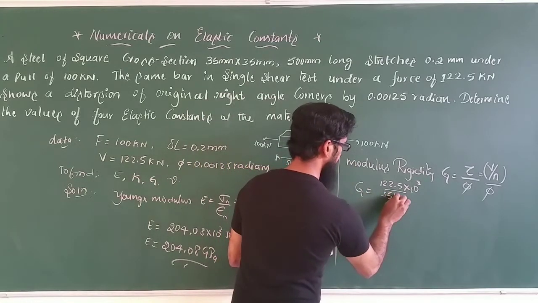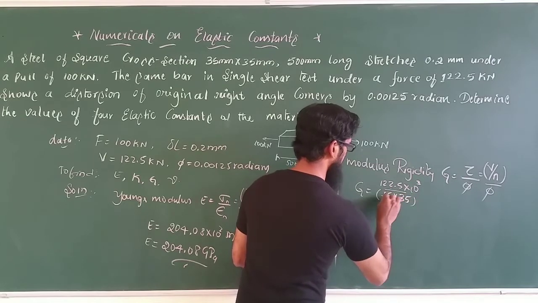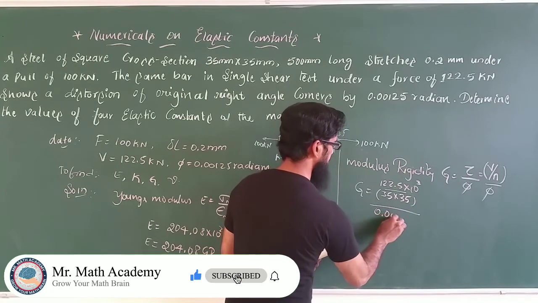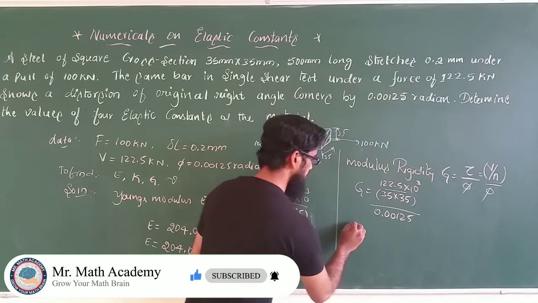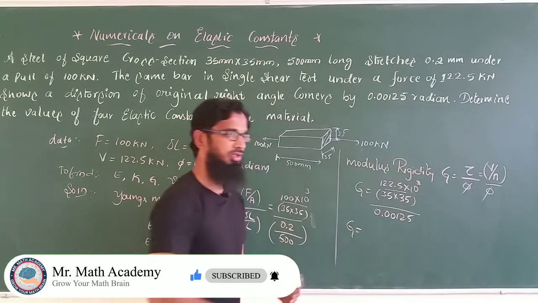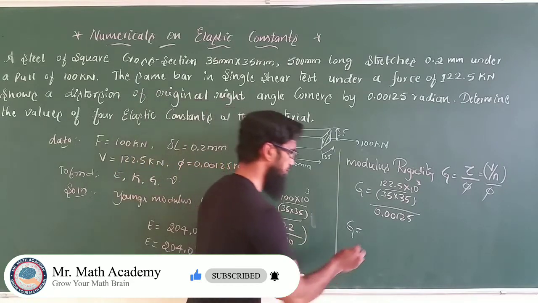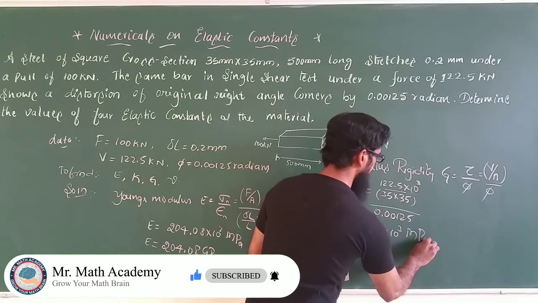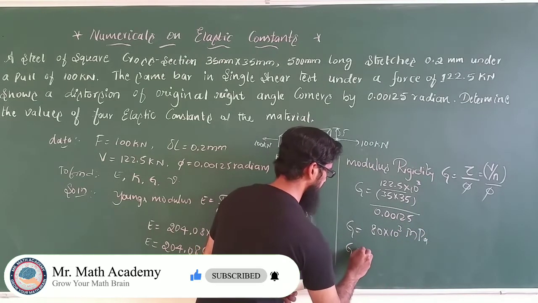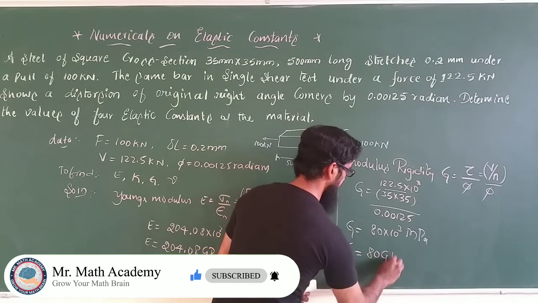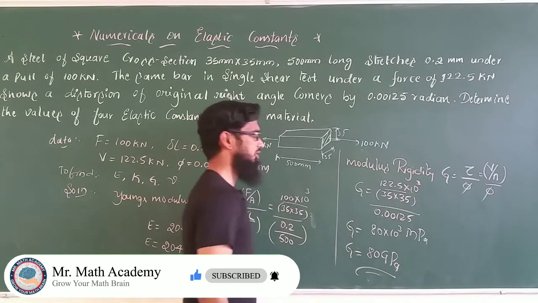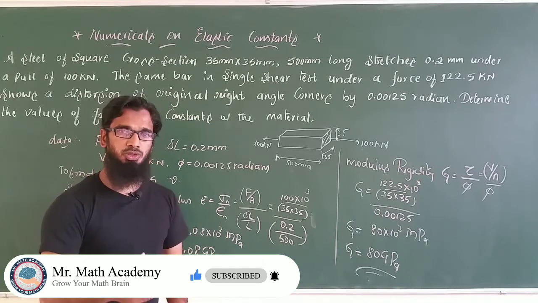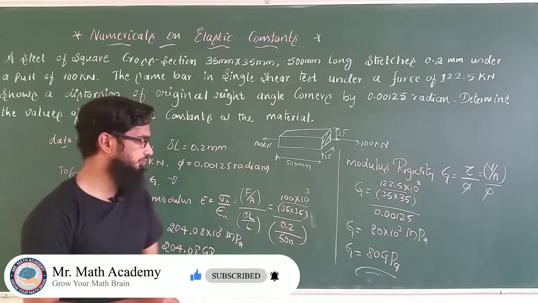So I'll take 35 into 35, divided by phi, which is the shear strain, 0.00125 radians. Now if we simplify this, I get a value of around 80 into 10 power 3 megapascal, or we can take this as 80 gigapascal. Now these are the two parameters. Let us move on to the other two terms, the bulk modulus K and the Poisson's ratio.